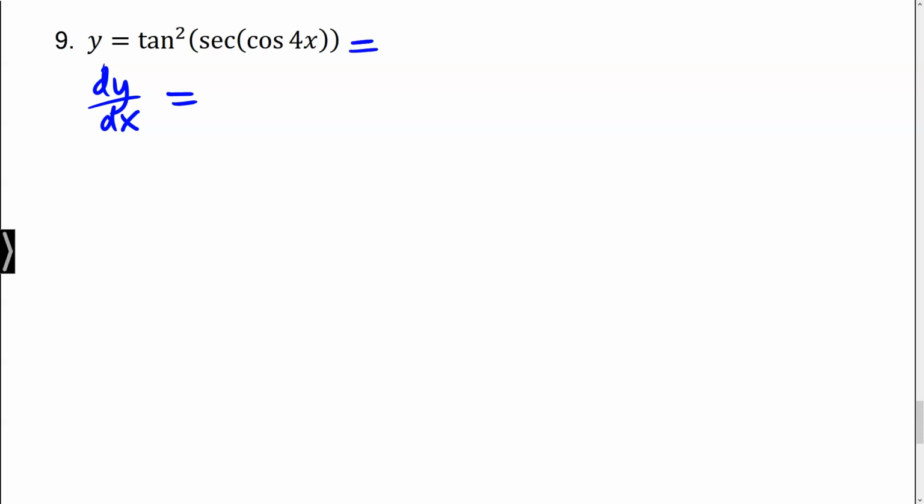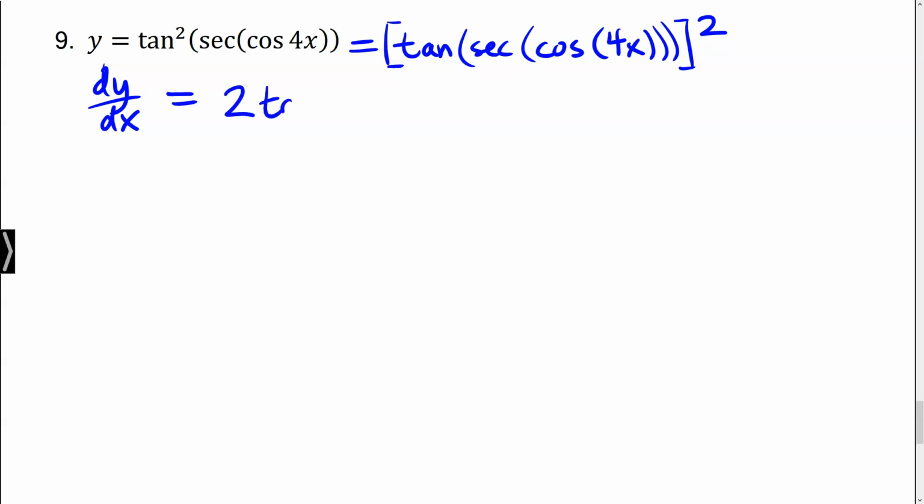So the first one is, actually, let me rewrite this, because that power visually doesn't make it clear. So this is really what's going on. That square, the 2 is really on the outside there, because it's all of this stuff squared. So what we're going to get is 2 times the tangent of the secant of the cosine of 4x. Okay, so now we've done it once. So we peeled back 1 layer. Now we have to go back.